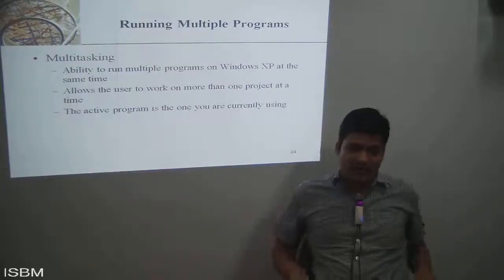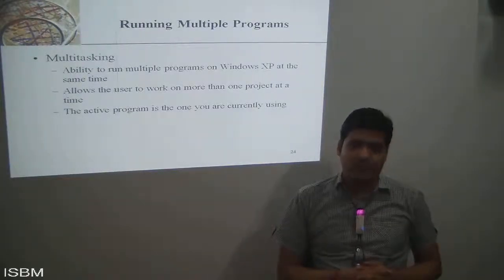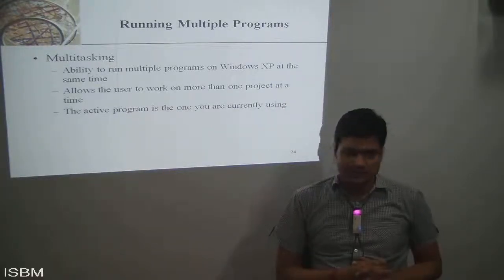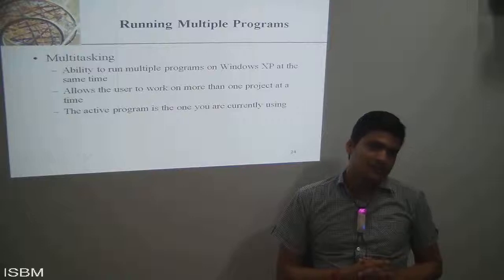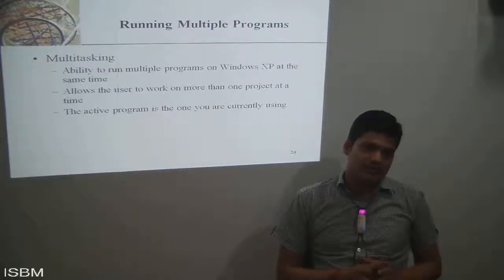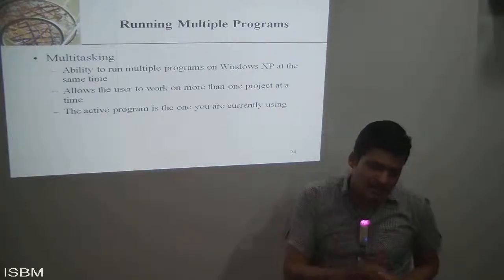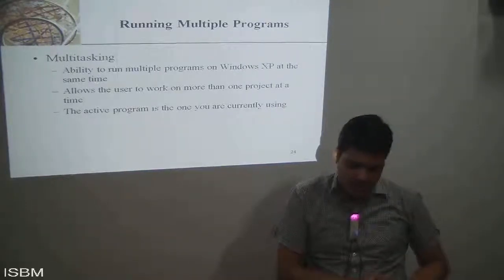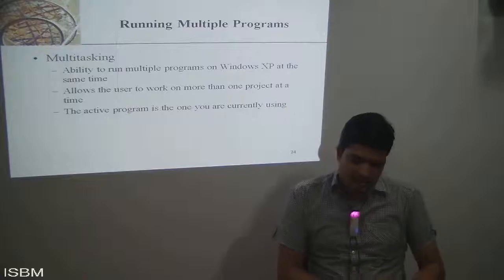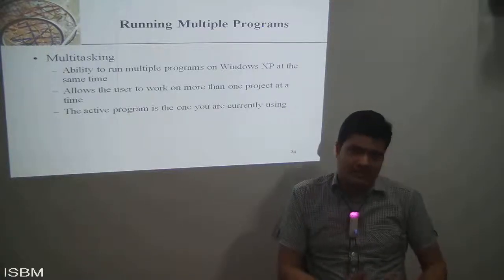Multitasking, what we have already talked about: the ability to run multiple programs on Windows XP at the same time allows the user to work on more than one project at a time. An active program is one you are currently using. See, multitasking. Windows, the operating system, has the property of multi-user, multitasking, multi-threading. With multitasking you can do more than one task at a time.